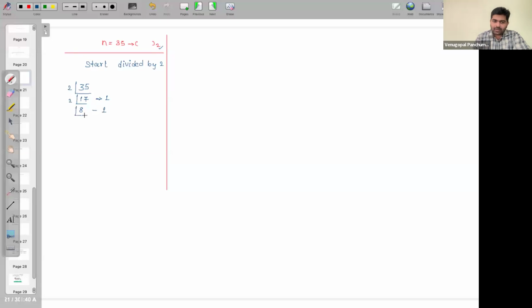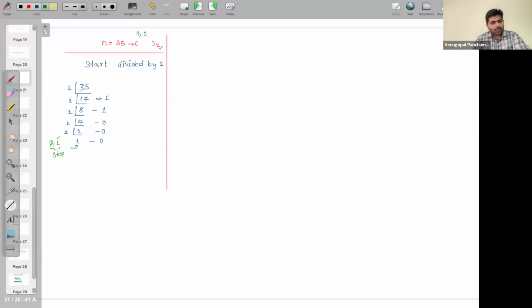Now again repeat this process. 2 4s are 8, and the remainder is 0. Next, 2 2s are 4 and the remainder is 0. Next, 2 1s are 2 and the remainder is 0. Now if it is binary, the possibilities are either 0 or 1. So how long do you need to repeat this process? When the value is either 0 or 1, you can stop. Actually, you won't get 0, but whenever this is 1, we can stop.